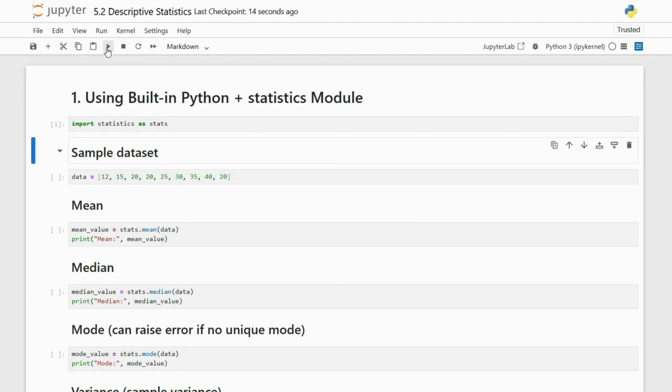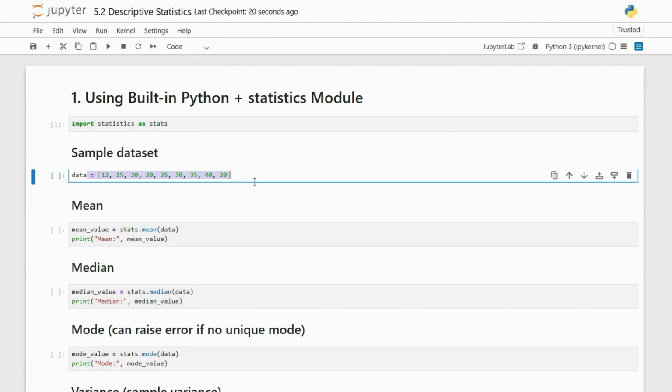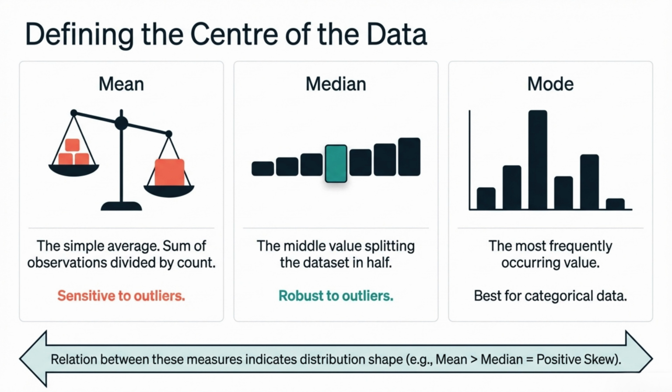Next, we create a data set. Think of this list as real-world data, such as test scores or daily sales numbers. Measures of central tendency include mean, median, and mode. Each of these gives a different perspective on the same data. Choosing the right measure depends on the nature of the data set.